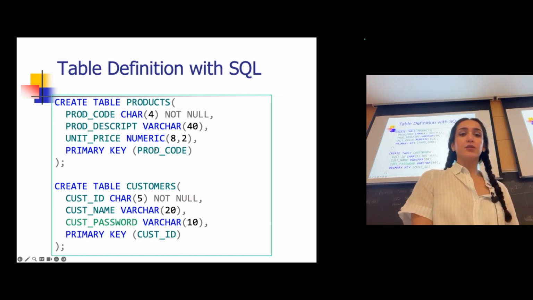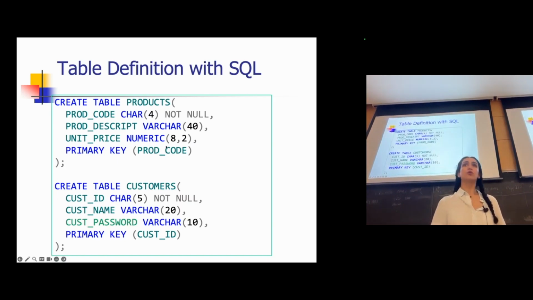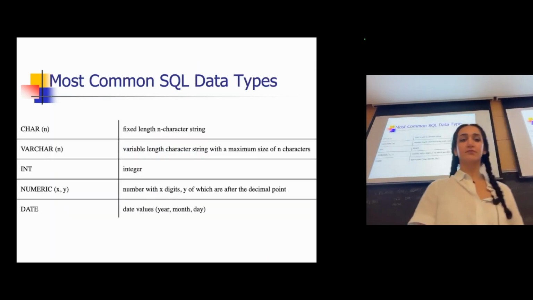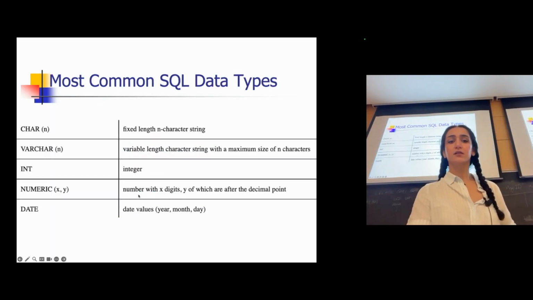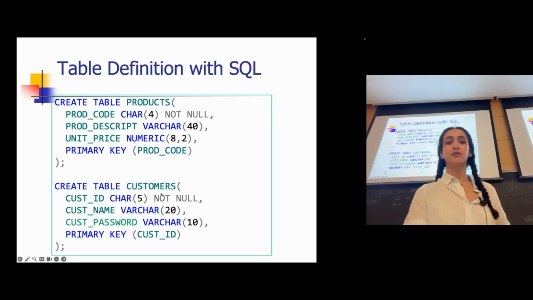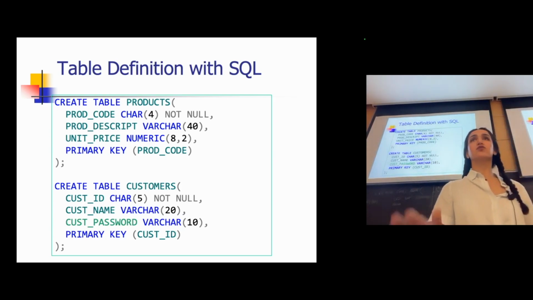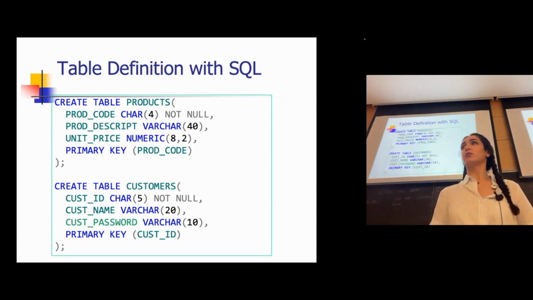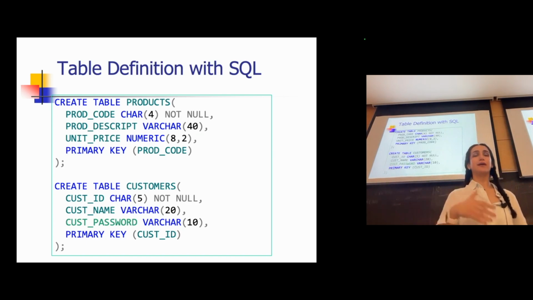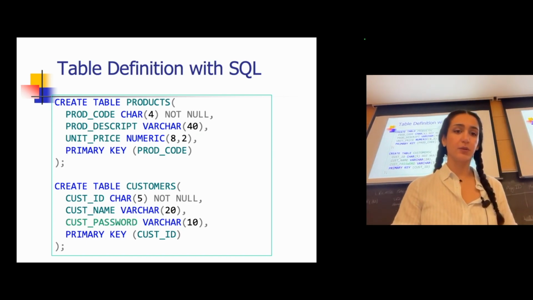And unit price, numeric 8 and 2. So what does 8 refer to? You see here, a number with x digits, right? So that's the total number of characters you have, and that includes the dot, okay? And then 2 just means up to 2 decimal places. You have only 2 digits after the decimal point.